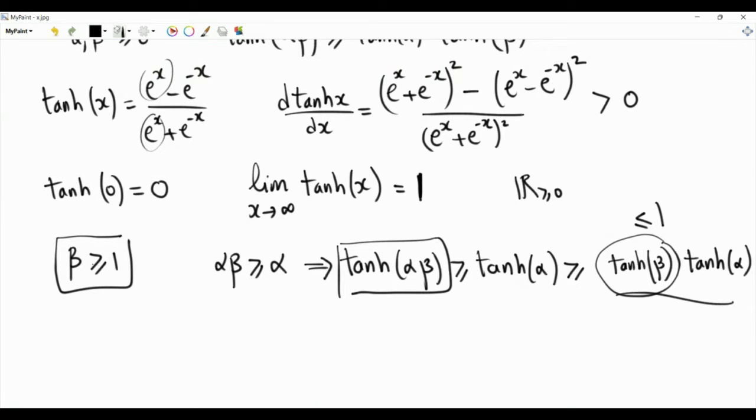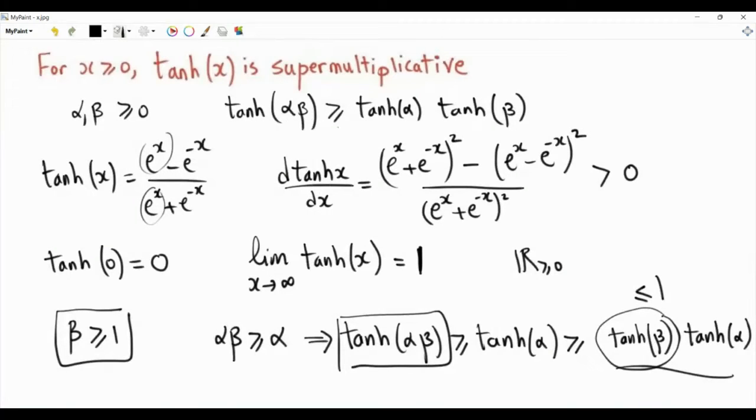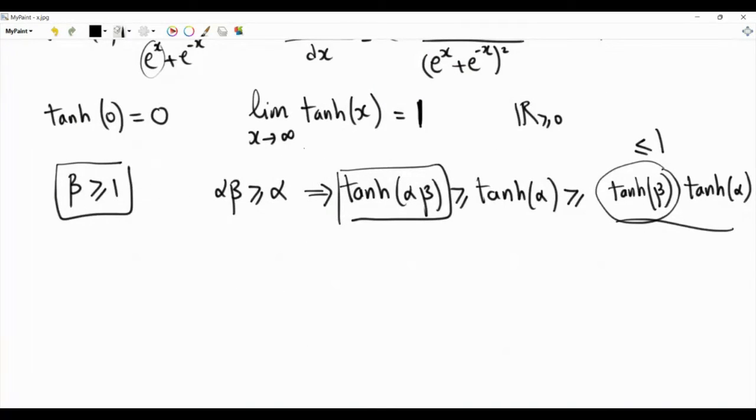It won't matter if we take alpha to be greater than or equal to 1. If one of them is 0, then both sides of this inequality will be 0, and it's okay. So now the case that we need to focus on is when both are between 0 and 1. So this is now the case of interest.